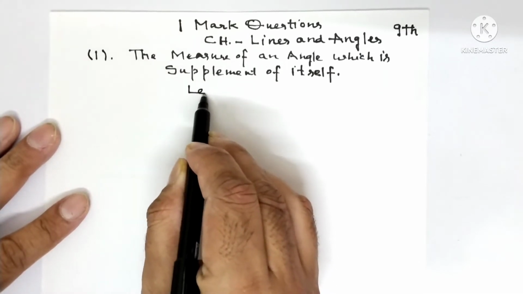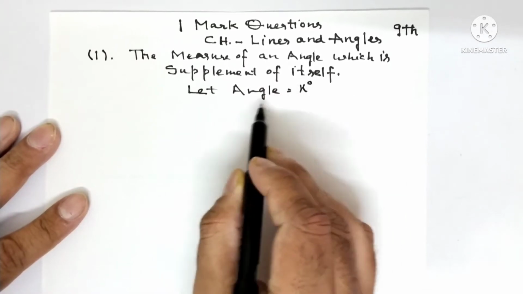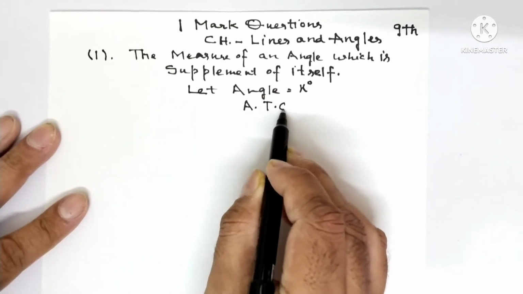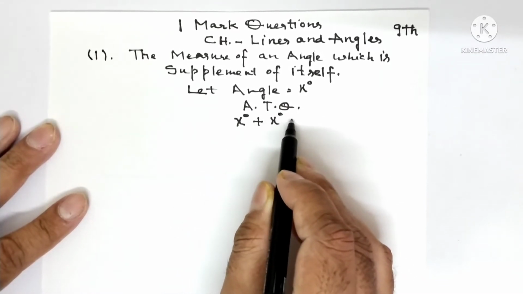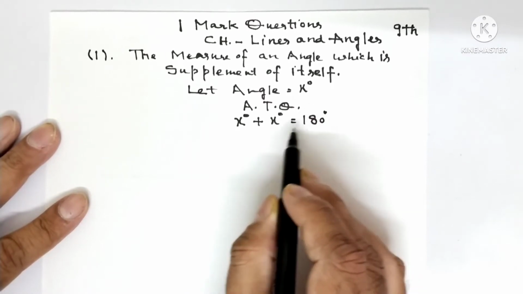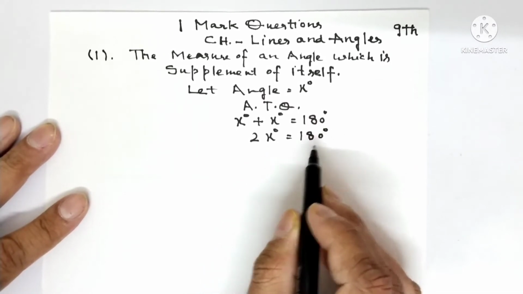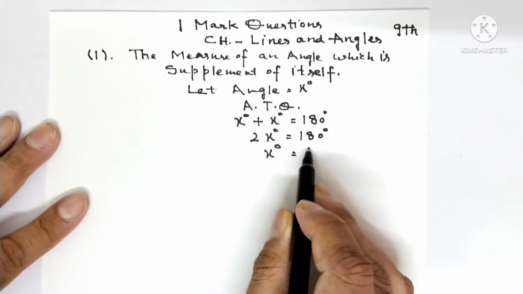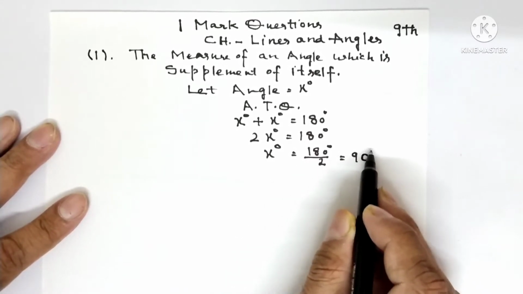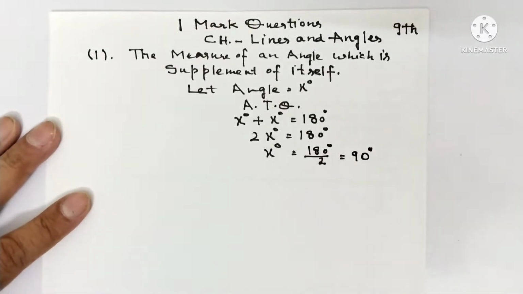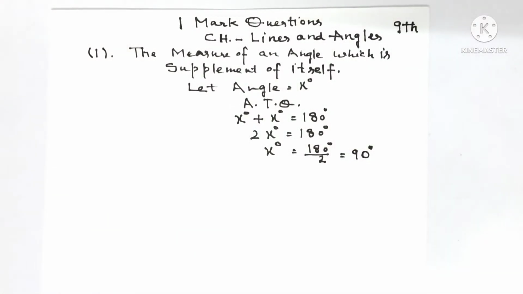So here how we will proceed with this, let the angle be x degree. According to the question, an angle is its own supplement, so x degree plus x degree will be equal to 180 degree. So 2x degree will be equal to 180 degree, and from here x degree will be equal to 180 degree divided by 2, which is equal to 90 degree. So the required angle which is supplement of itself is 90 degree, right?